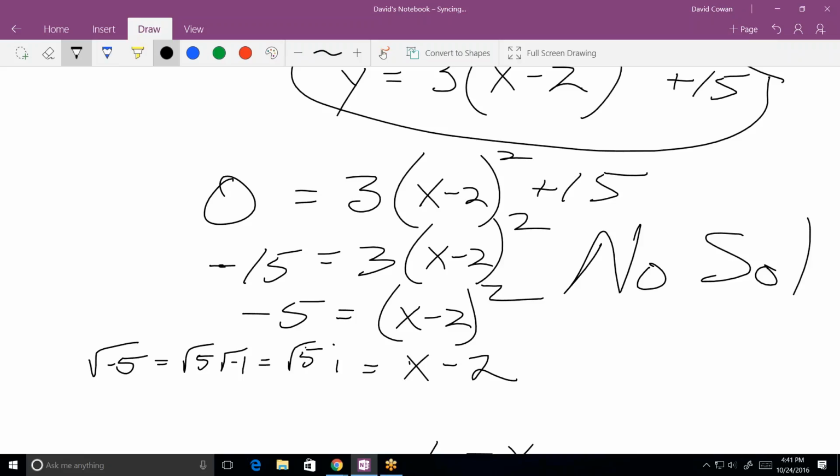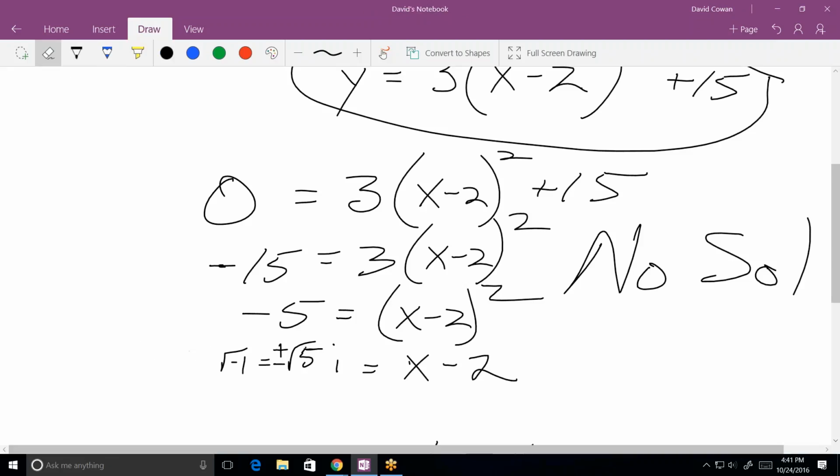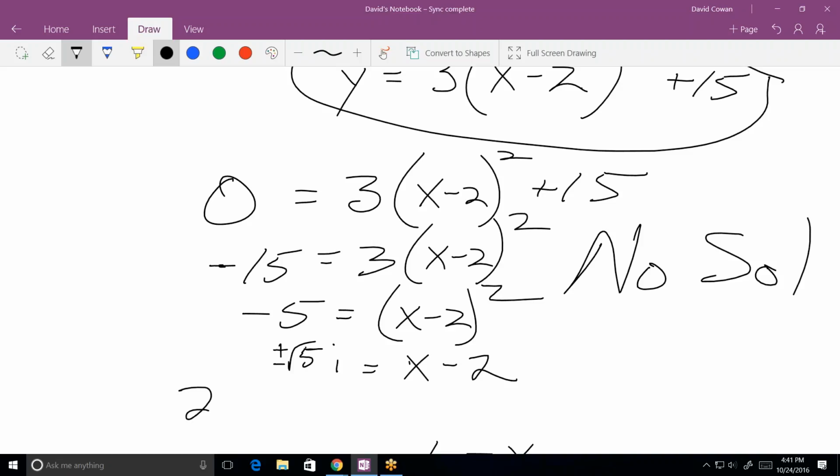And it's plus or minus because whenever you take the square root of both sides in an equation, the first words out of your mouth need to be plus or minus. So it's plus or minus root 5 times i. The i is not under the radical sign. Let's erase all of this. Now I still have that 2 over there, so let's bring the 2 over. And that gives me this.